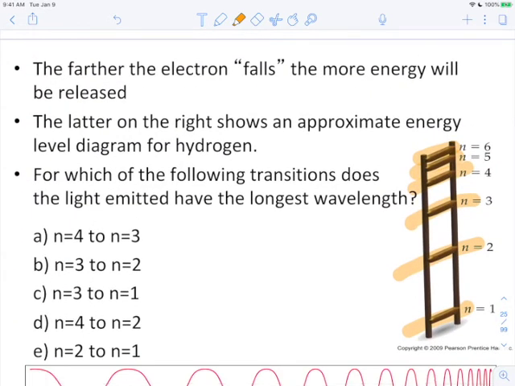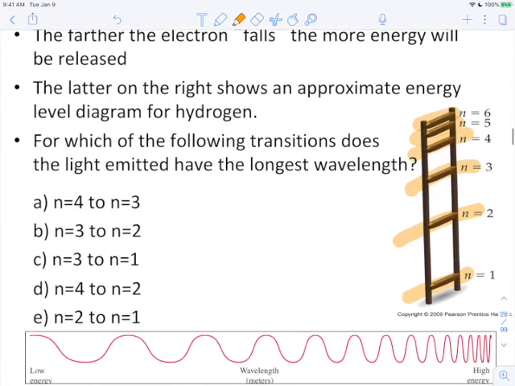And again, our rule is the farther the electron falls, the more energy that will be released. Just think of it as the further you fall, if you were to fall off that ladder, the more energy that you would absorb and the more pain you would be in. So which of the following transitions does light emitted have the longest wavelength?